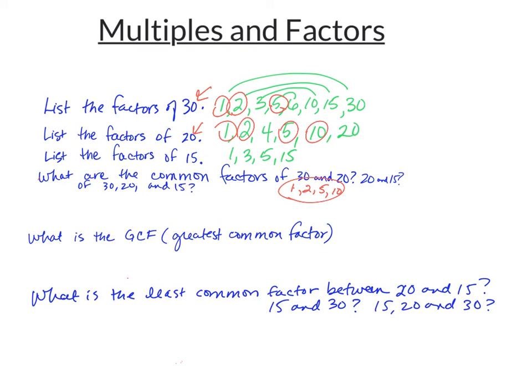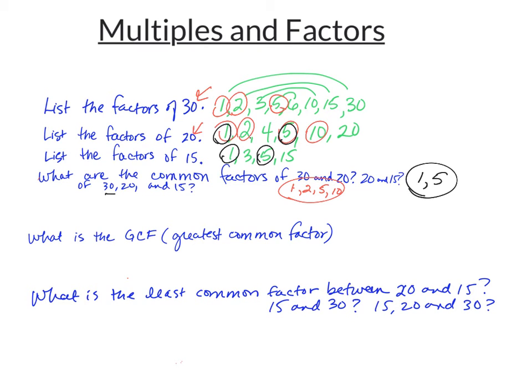The common factors between 20 and 15 are 1, not 2, not 4, but 5, and not 15. So the common factors between 20 and 15 are 1 and 5.